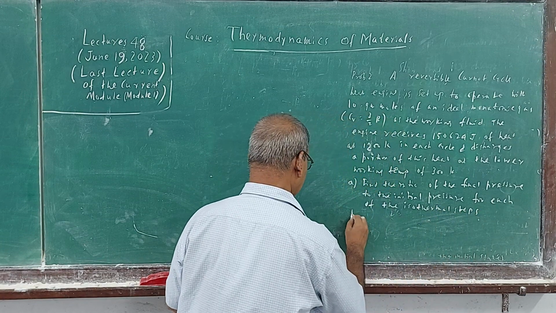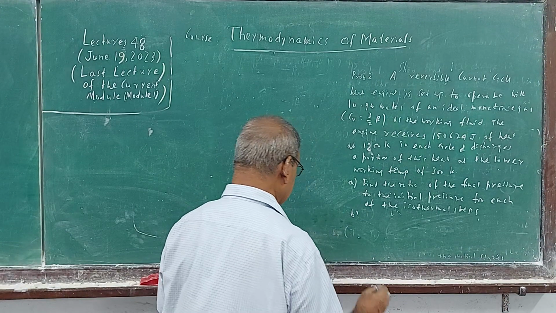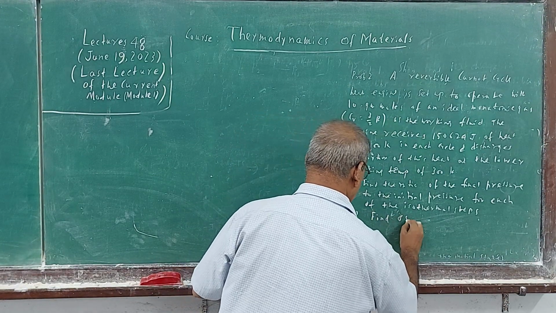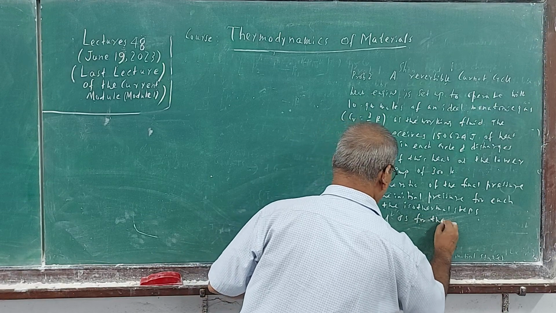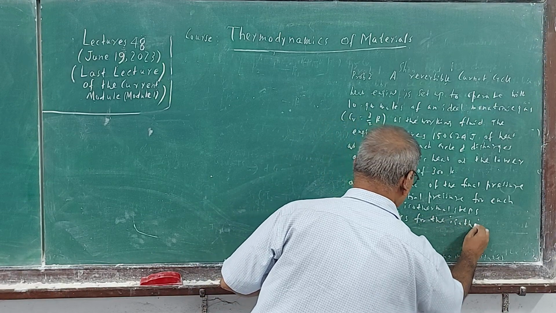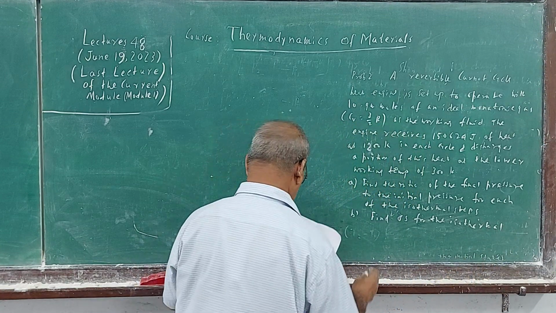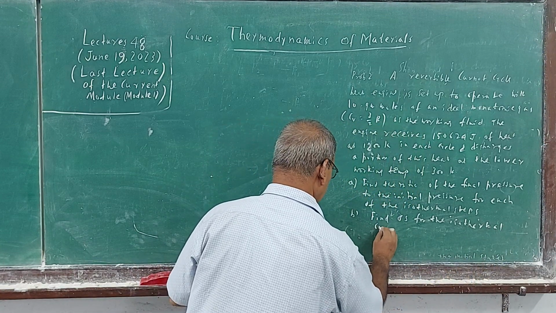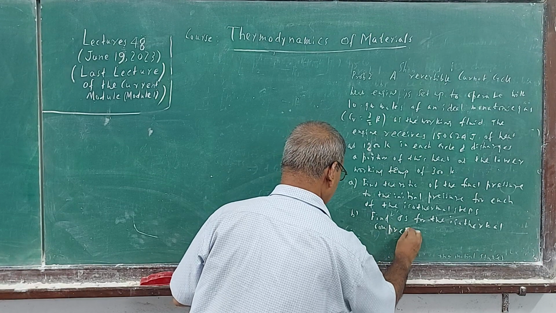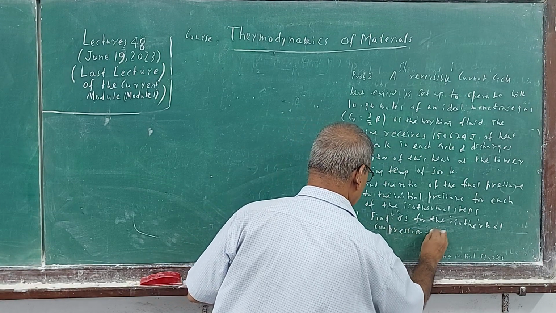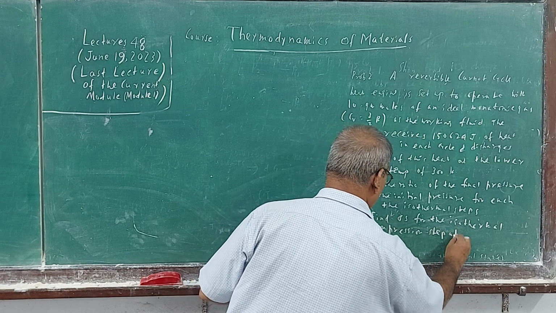This is A. Part B is what? Find delta S for the isothermal compression step at 300 Kelvin.